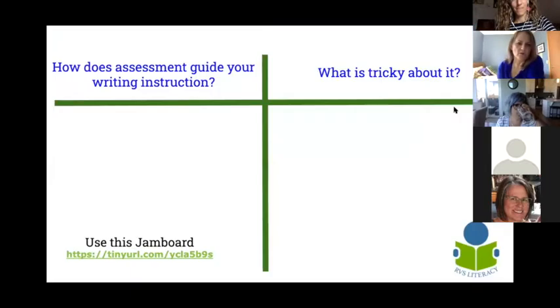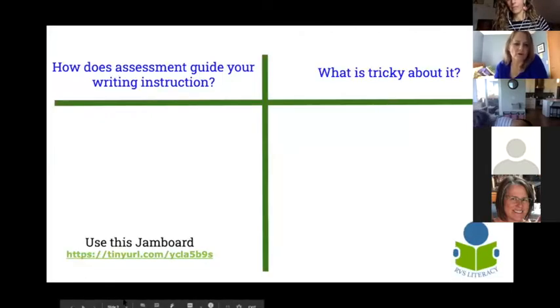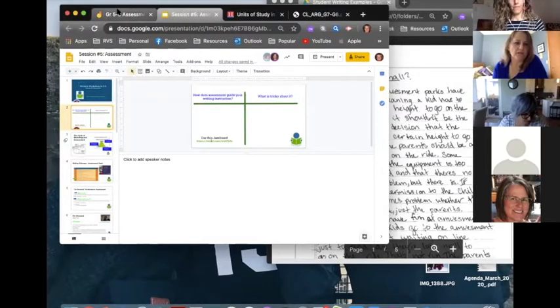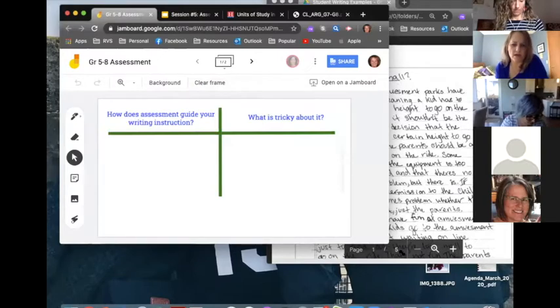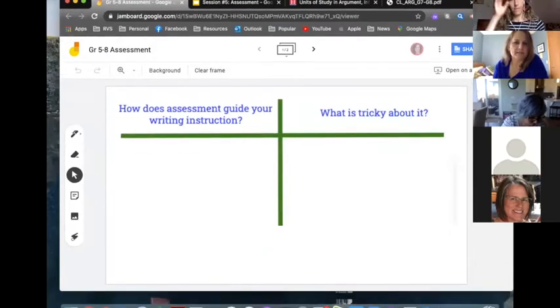And so without further ado, we want to get into those questions and take you back to our Jamboard and have you answer 2 questions around assessment. So how does assessment guide your writing instruction? And then also, what's tricky about that process? So if you wouldn't mind, after you have renamed yourself, logging into our Jamboard, you will see that the link is in the chat.